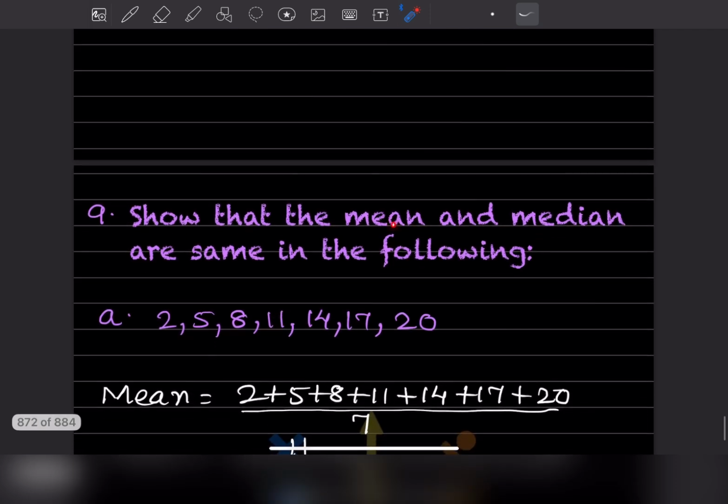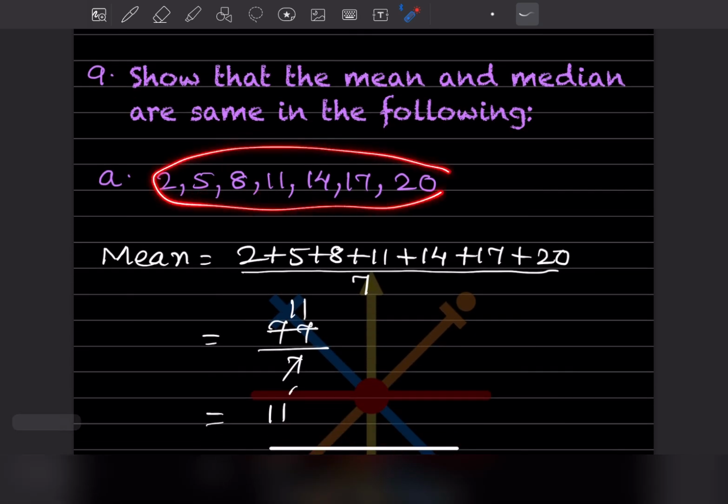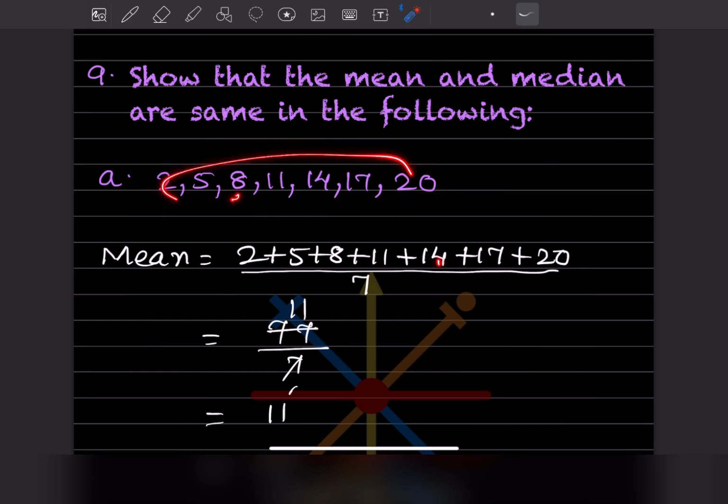Show that the mean and median are the same in the following. So this is given. Mean is the sum of all the observations divided by the number of observations. So you add all these numbers, divided by the number of observations, 1, 2, 3, 4, 5, 6, 7. How many observations are there? That is 7. So this is going to be 77 divided by 7, which is 11. So the mean is 11.